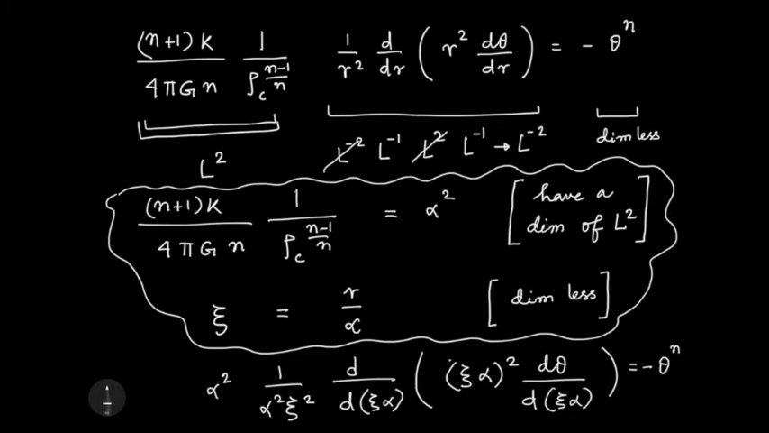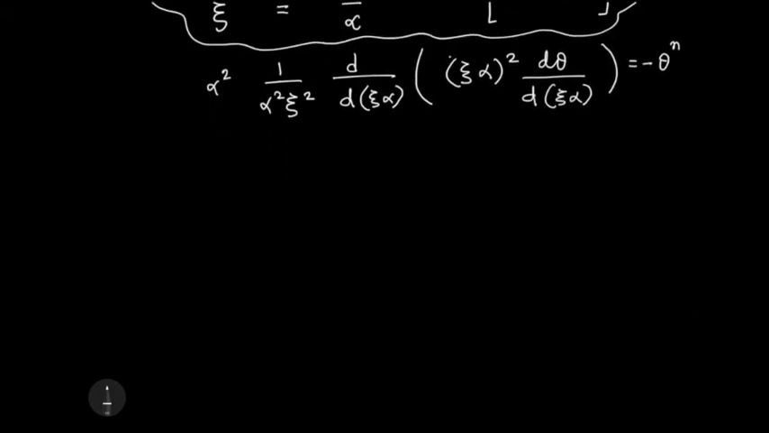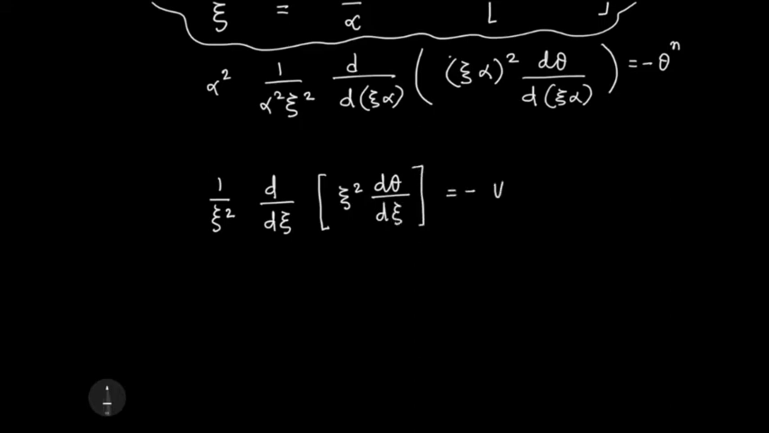You see, there are as many alpha in the numerator as in the denominator, so they got cancelled out. What I will be left with at the end of doing all this circus is 1 by xi square d d xi of xi square d theta d xi equals minus theta to the power n.